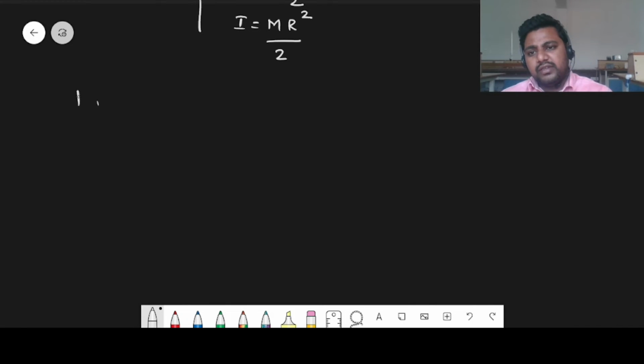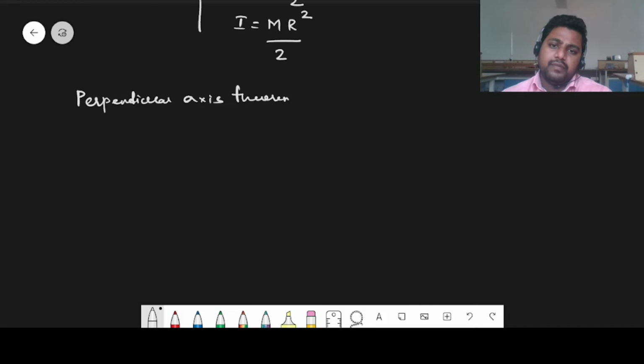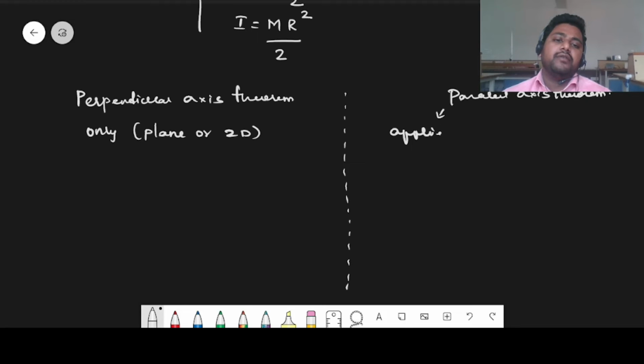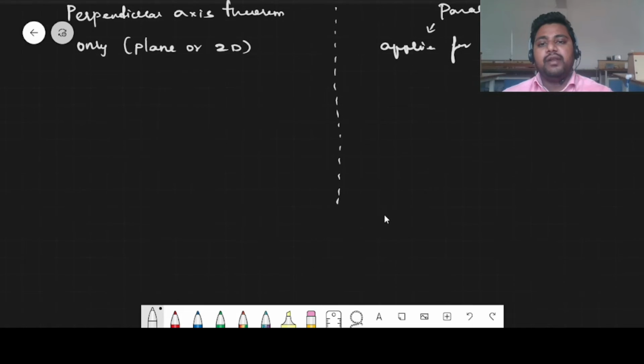We will analyze what the perpendicular axis theorem and the parallel axis theorem are. We can apply the perpendicular axis theorem only for plane, or two-dimensional, objects. The parallel axis theorem can be applied for any shapes. Not just 2D or just 3D, it can be applied for any shapes.